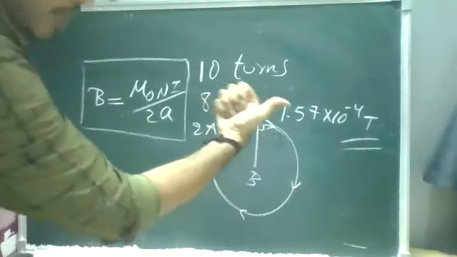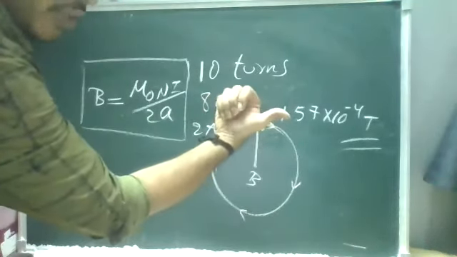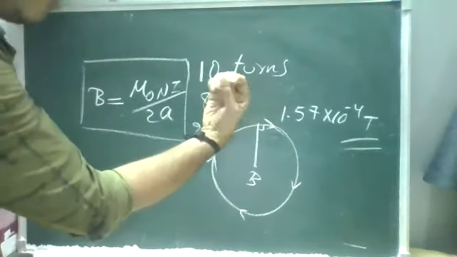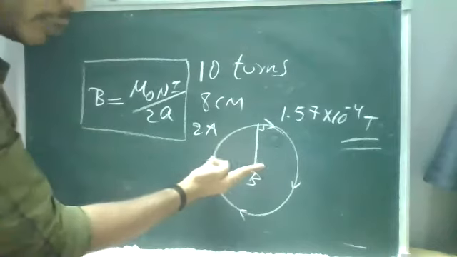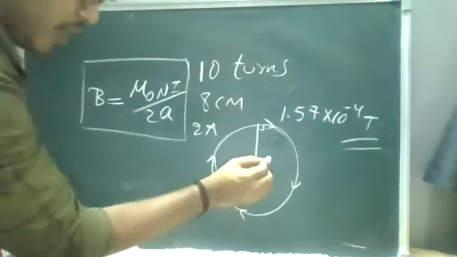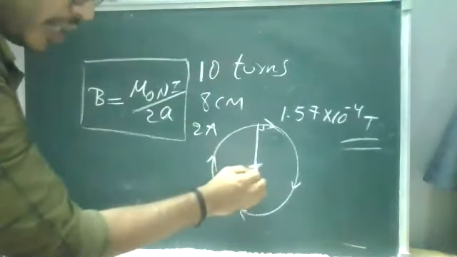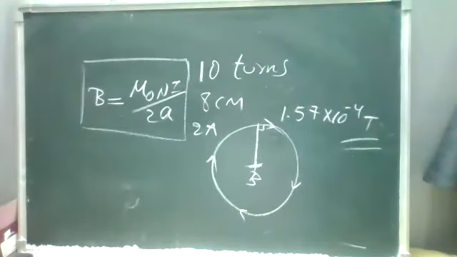Now the thumb indicates your current direction, and the other fingers indicate the magnetic field. So it is inserting inside, vertically moving downward. So the magnetic field is vertically moving downward direction here. It is not south or north. We are not mentioning south and north because it is circular. There is no south and north.